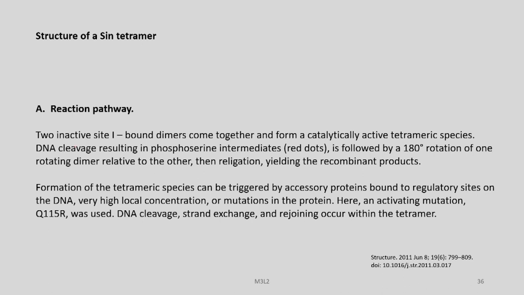Let us see the structure of a Sin tetramer, and in the reaction pathway there are two inactive site 1 bound dimers which come together and form a catalytically active tetrameric species. DNA cleavage resulting in phosphoserine intermediates is followed by 180-degree rotation of one rotating dimer relative to the other. Then religation happens, yielding the recombinant products. Formation of the tetrameric species can be triggered by an accessory protein bound to regulatory sites on the DNA.